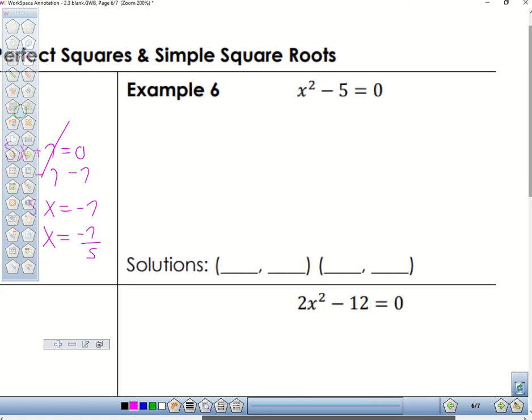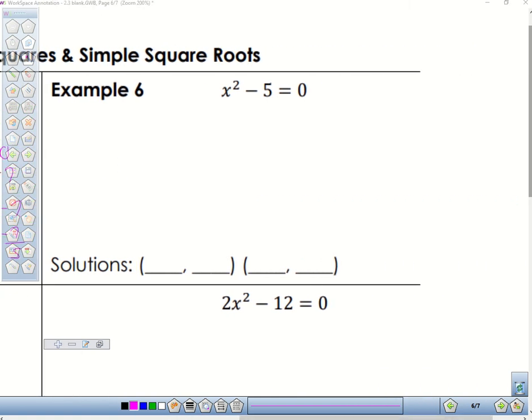let's do example 6. So this one is not going to be as nice. So I have a negative and a positive. What's the square root of x squared? Just x. What's the square root of 5? Does it take a square root? No, you just leave it as a square root, right? You can't do anything with that.